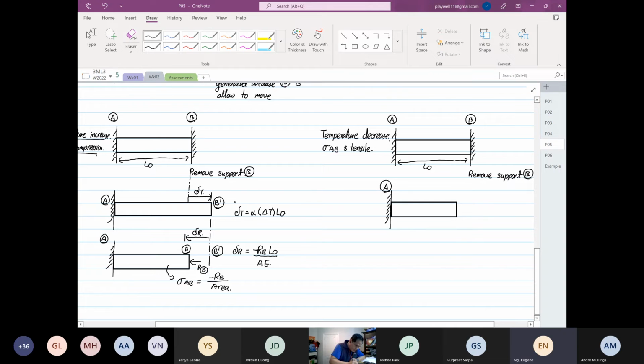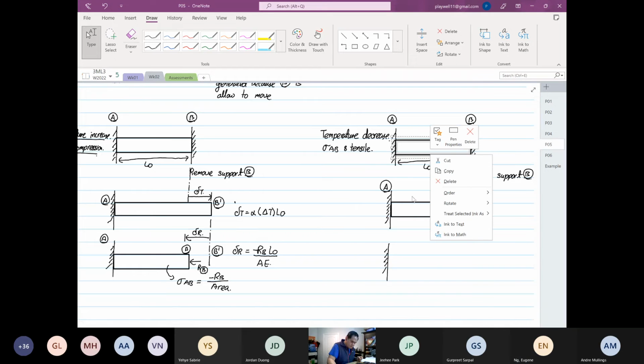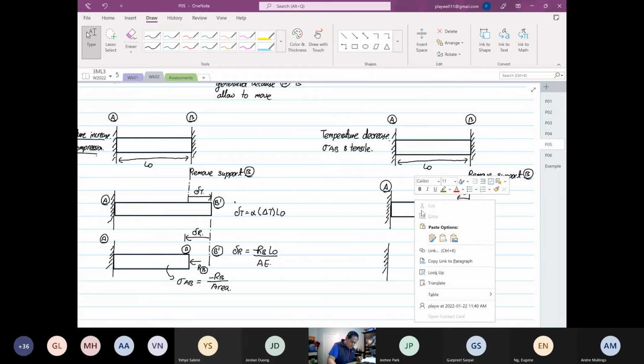So the motion from here to here is now our delta T. It's gone smaller. It's cold now. So we also know that you have to push it back to its original position. So this is A. So we have to now pull it back.